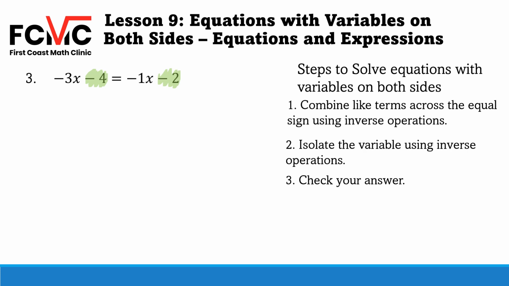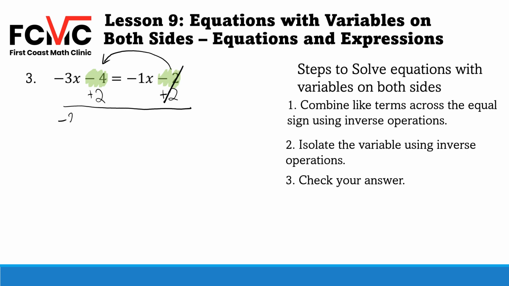We have a choice here. Let's bring the negative 2 to the left. So we have to use our inverse operation. We're subtracting 2, so to undo subtracting 2, I'm going to add 2 to both sides. Negative 2 plus 2 cancels out.